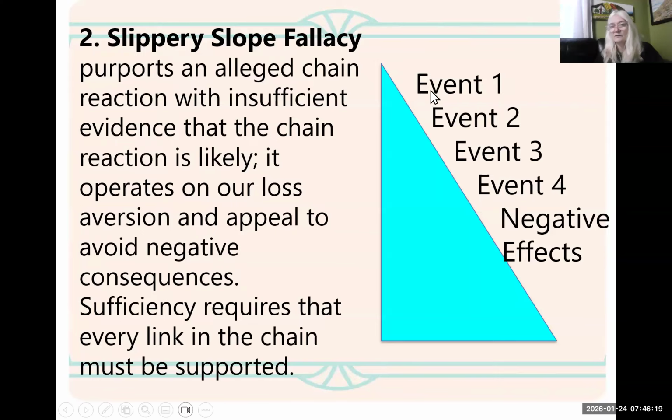So here we go. It goes event 1 leads to event 2, event 2 leads to event 3, event 3 to event 4, and event 4 to something we really don't want to have happen. And it could be as wild as the end of the world as we know it, the fall of Western civilization, whatever they want to argue, though this is an unlikely chain reaction.